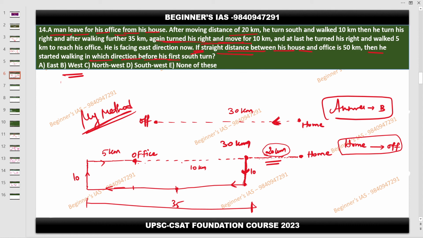So fine. If the straight distance between his house and office is 50 kilometer, then in which direction? Now it is right. So here 20, here again 15 we have to subtract, then again 30, then 30, 20, 50. Yes, correct. Now fine, everyone.